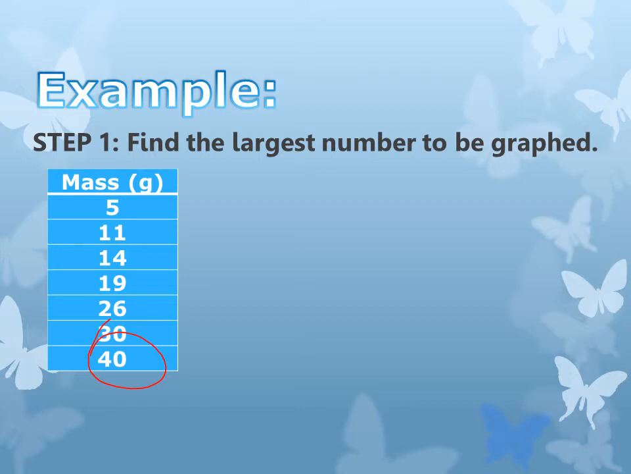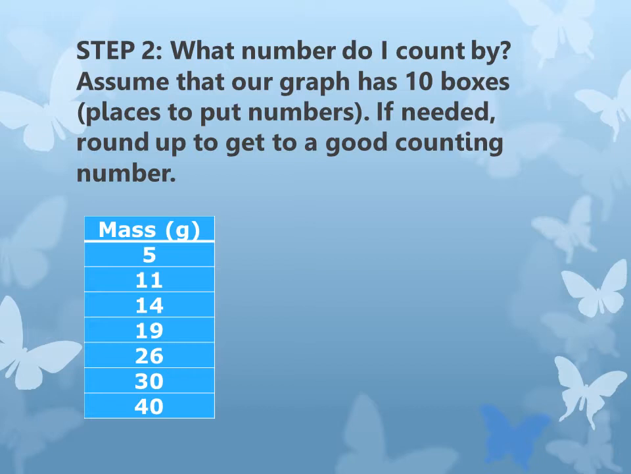You want to find the largest number to be graphed. So you can see here the largest number is 40. Okay, so what number do I count by? Let's go ahead and just assume our graph has 10 boxes, because that's going to be an easy number. So 10 places to put numbers. Remember, if you need to, go ahead and round up.